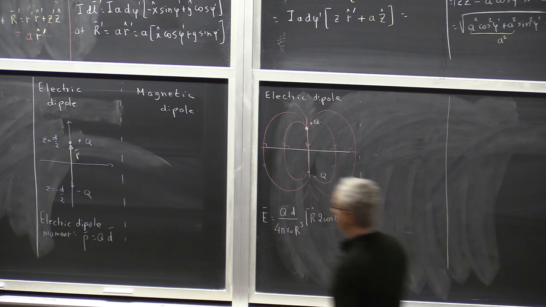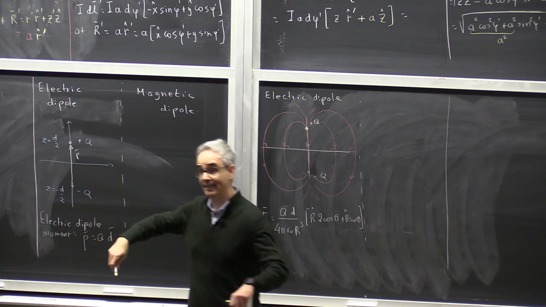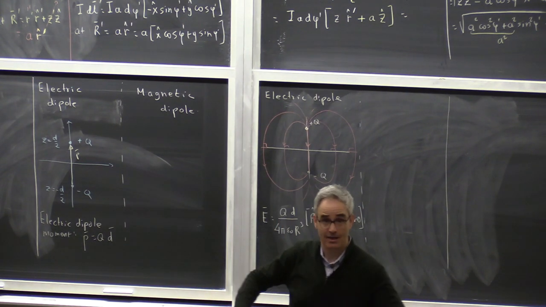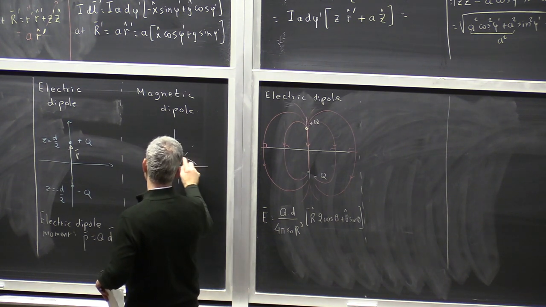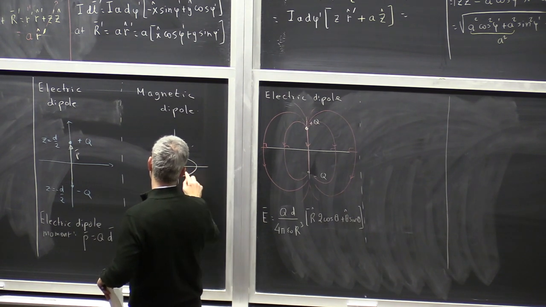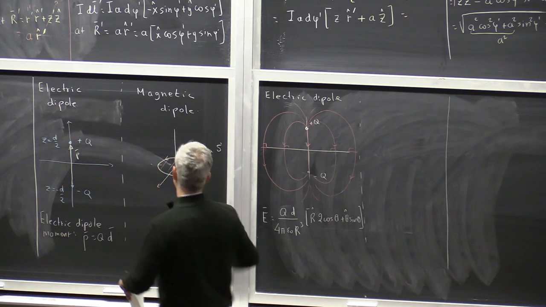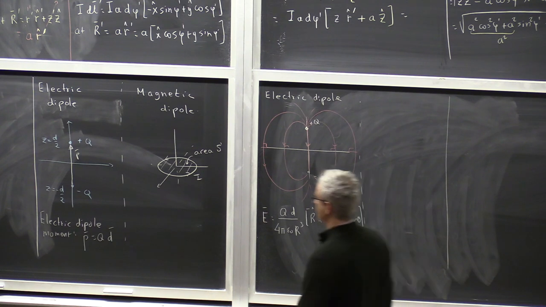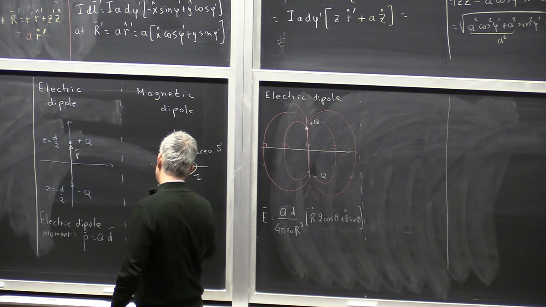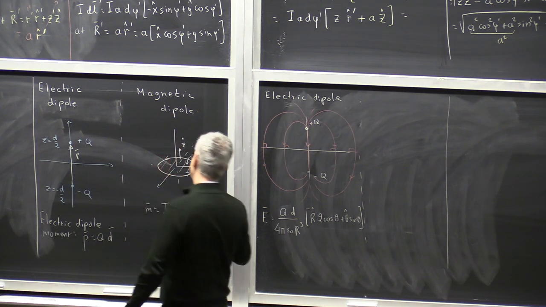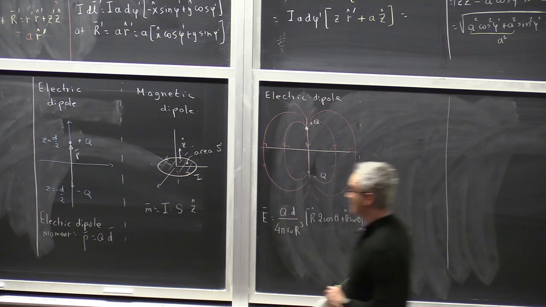The magnetic dipole now, you see, in electrostatics, the source of fields are static charges. In magnetostatics, the source of fields are currents. So we have, for the magnetic dipole, this current loop that encloses area S. For that, we define the magnetic dipole moment, as we just did, I times the area Z hat. In the circular loop that we saw, the area is pi a squared. So this is the magnetic dipole moment.